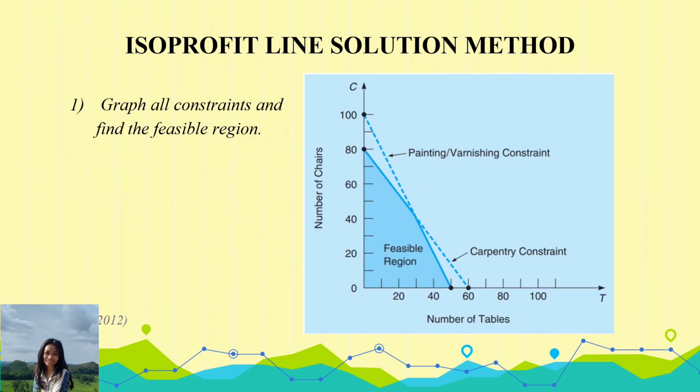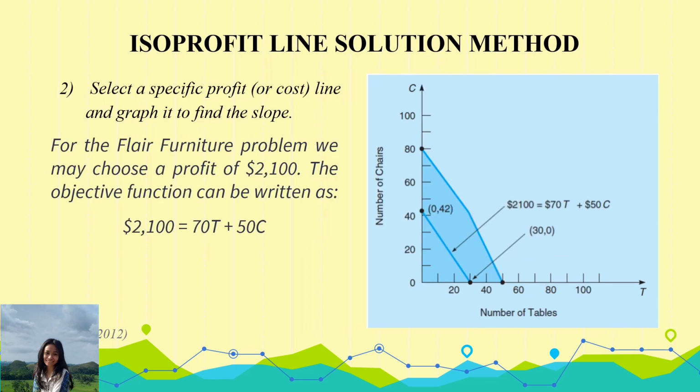First, we need to graph all constraints and find the feasible region. So the graph shown is from the Flair Furniture Company problem. And if you can remember, a few minutes ago you already identified the feasible region, which is the shaded part. Again, the feasible region is the part where all the constraints overlap, meaning all the conditions specified in the problem's constraints are satisfied. Since we have already identified the feasible region, we can now select a profit line and graph it to find the slope.